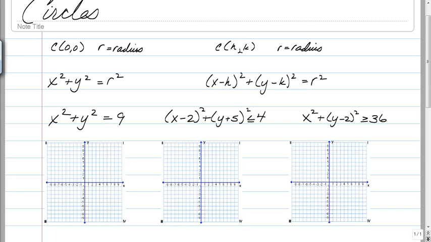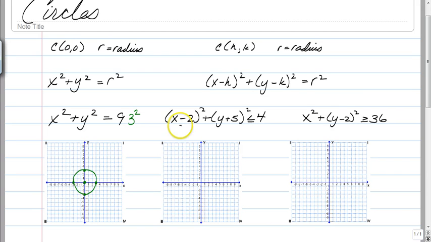Okay, so to graph it, it's really no big deal. For the first one, we have x squared plus y squared is equal to 9. This is the same as saying 3 squared. It's your radius squared. So we have an x and y, so our center is at 0, 0, and we have a radius of 3: right 3, up 3, left 3, and down 3. And then we just make a circle, and we're done. That's all it takes to graph a circle. All you have to do is plot the center, and then use your radius in all 4 directions.